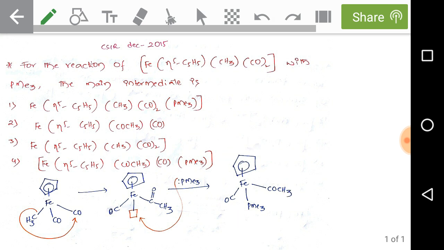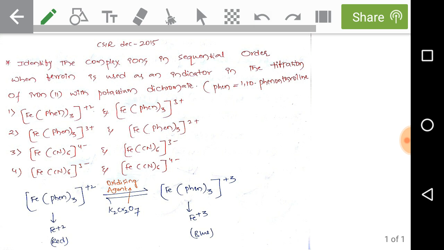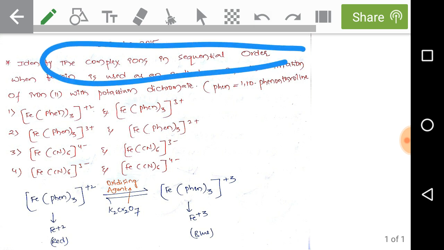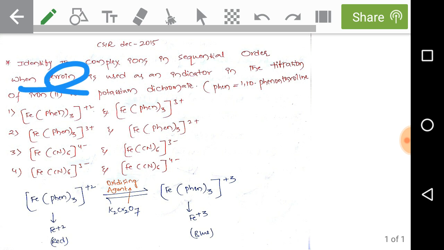Next one, identify the complex ions in sequential order when ferroin is used as an indicator in the titration of iron(II) with potassium dichromate.